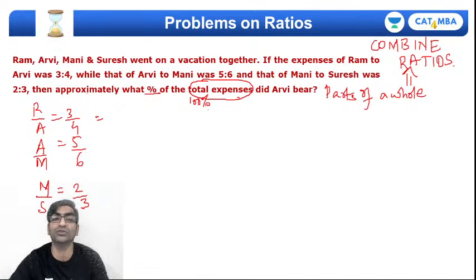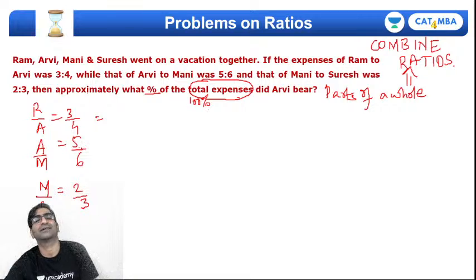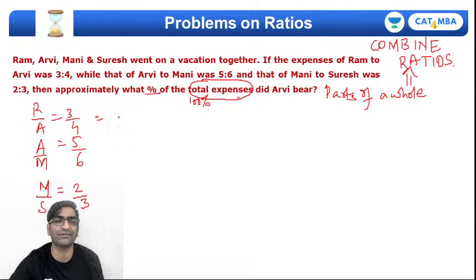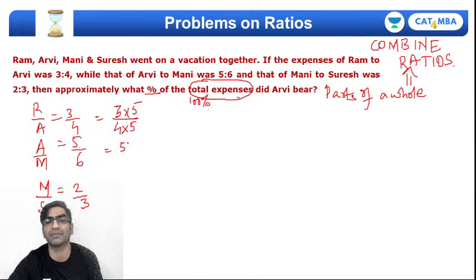So what you want to do is make the value corresponding to A the same. In one place it's 4, in one place it's 5, right? Look for a multiple of 4 and 5, that's 20. So let's make this 20. How do I make this 20? Multiply by 5, so do that with the numerator as well. How do I make this 20? Multiply with 4, and so do that with the denominator as well.